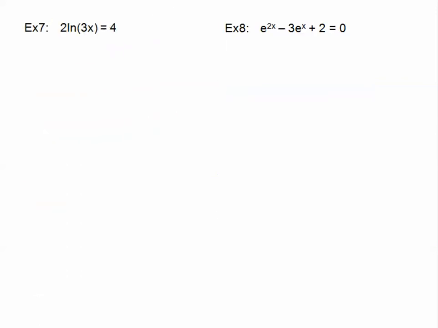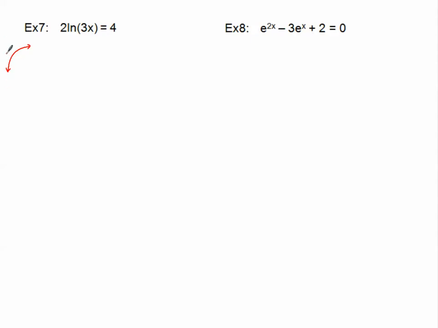Let's look at example 7. So this time we have a logarithmic equation. We have 2 times the natural log of 3x is equal to 4. So we have to watch out for this, since we're talking about a logarithmic equation. And if you remember, I'm just going to draw a quick graph of that. A logarithmic function generally looks like that, where we have that vertical asymptote.